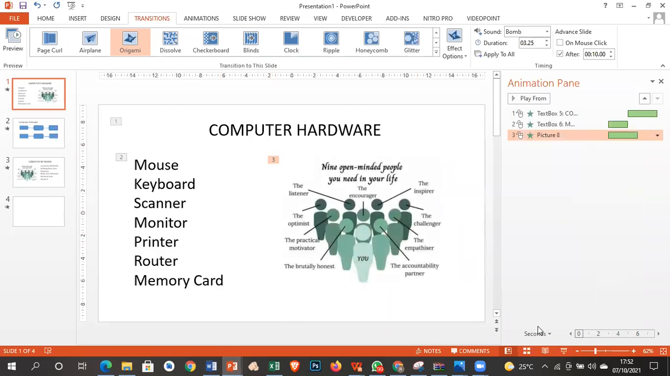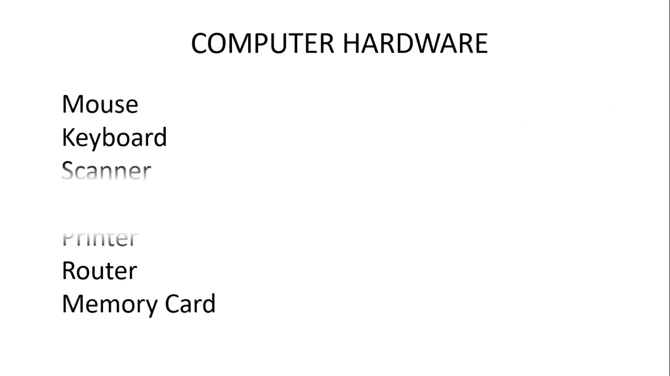Now let me run my slideshow after applying all those effects and see what happens. So I run my slideshow. That is a slide transition. It has gone. This one is starting to come in. So that is effect by effect on whatever I set earlier on.